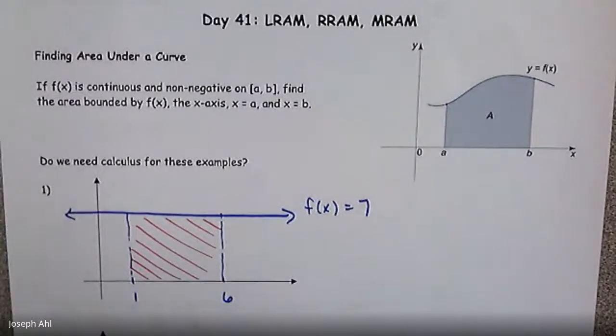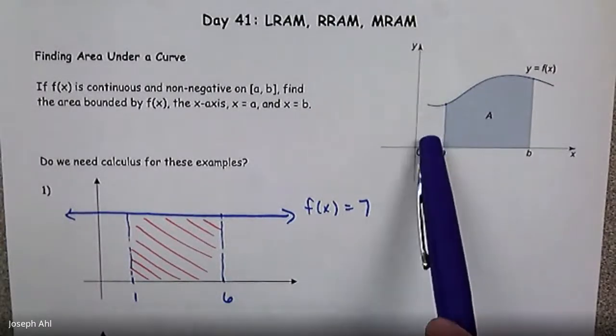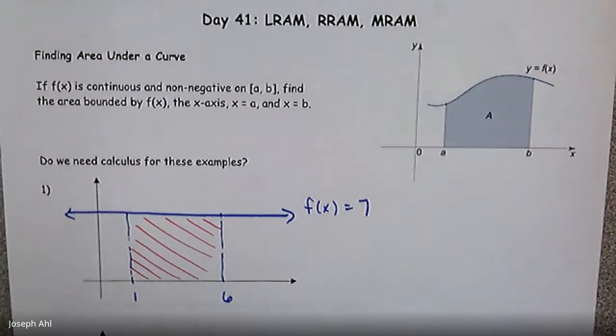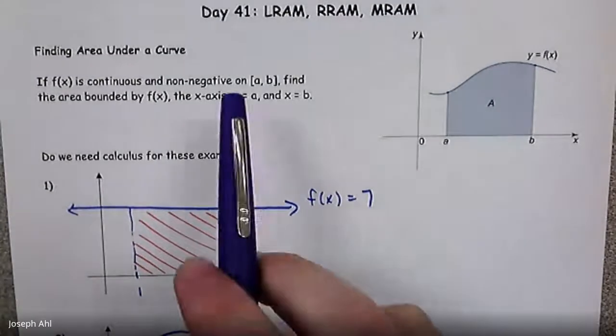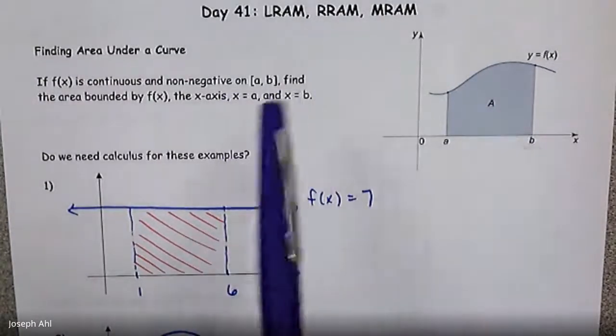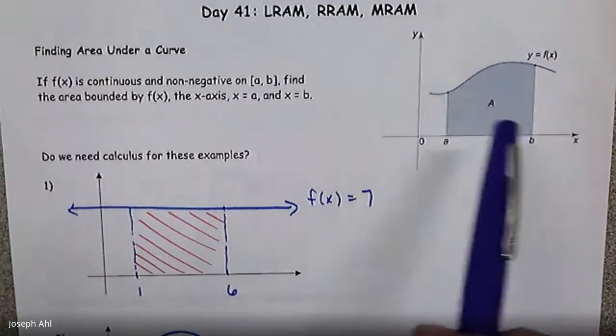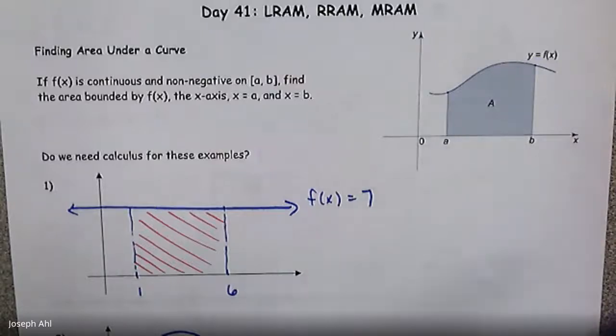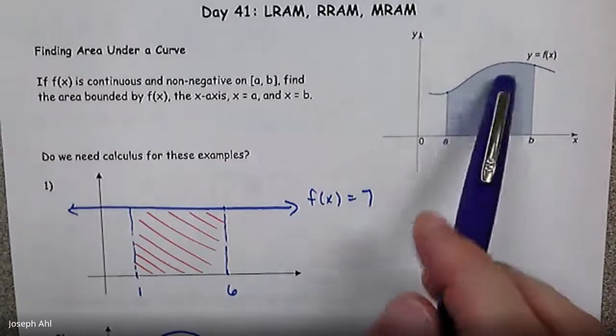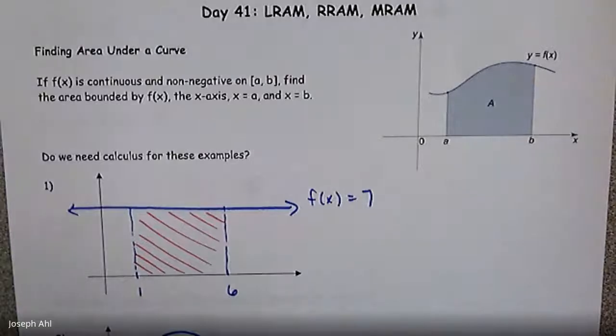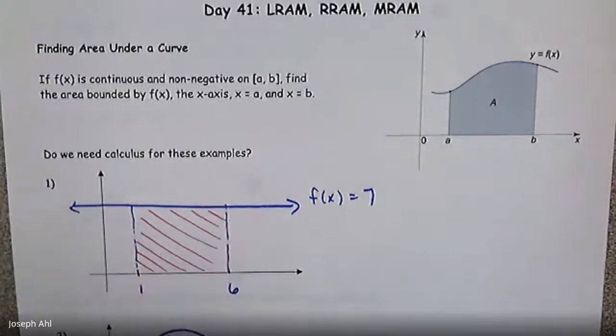So if we look at this example over here, what we're really transitioning over to in the study of our course is talking about finding the area under a curve, which is a huge part of the study of calculus. So it says if f of x is continuous and non-negative on the interval from a to b, we can find the area bounded by y equals f of x, the x-axis, and the lines x equals a and x equals b. So this is a very defined interval that we're going to find the area under that curve for. So I'm going to show you some examples, and my question is, do we need calculus for these?